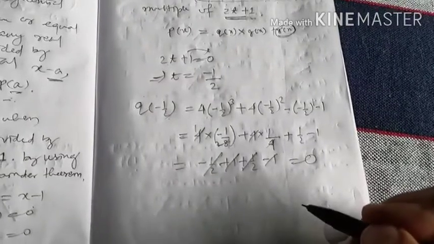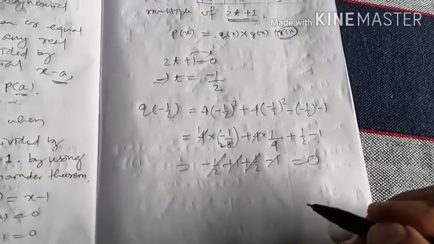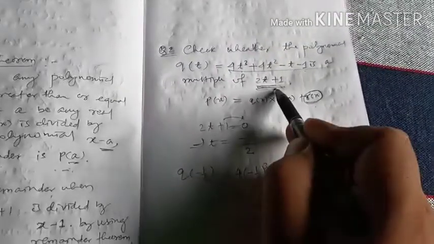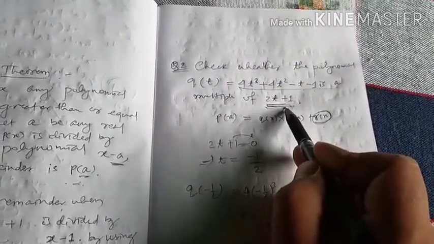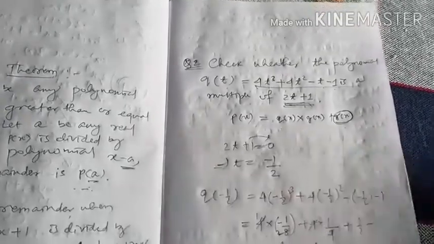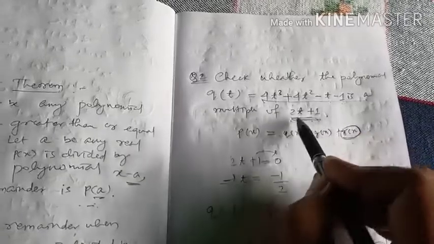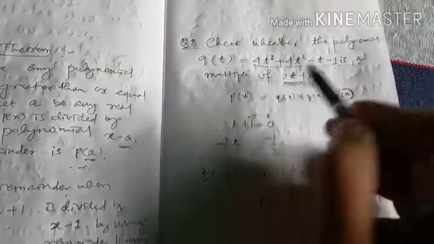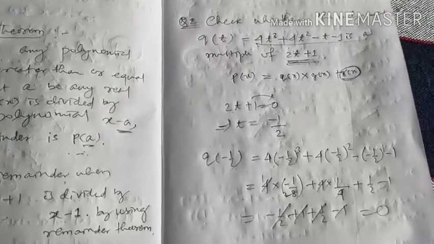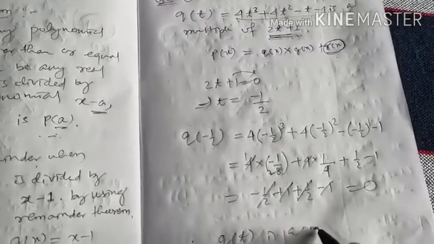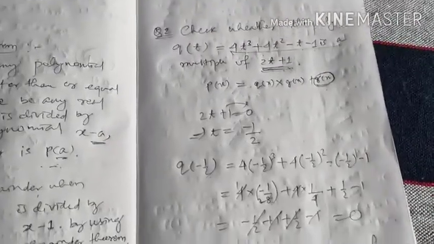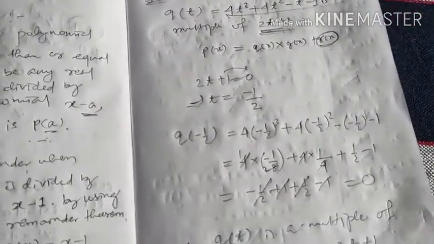So we can say that here the remainder is 0, and if the remainder is 0, we can say that here the divisor, that is 2t + 1, and here the dividend 4t³ + 4t² - t - 1, the dividend will be a multiple of 2t + 1. So we can write here q of t is a multiple of 2t + 1 right now.